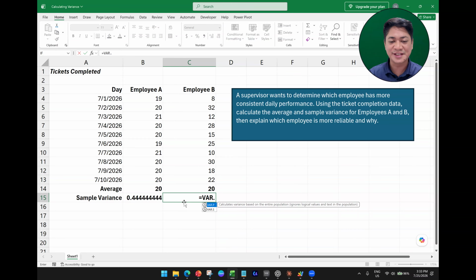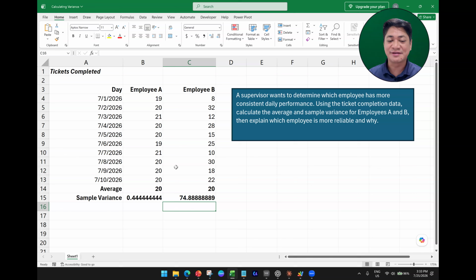Now, let's look at the variance of the second employee using the same function, VAR.S. And you will see that this person has a super high variance of 74.88. So what this tells us is that employee A is more consistent. His or her variance is less than 1. So from the average, they're just less than 1 away from the average when it comes to the numbers.